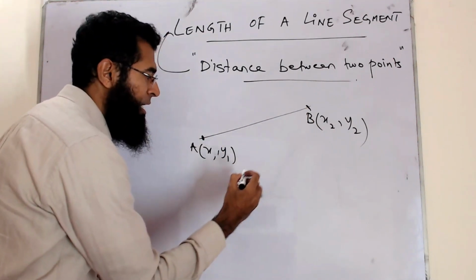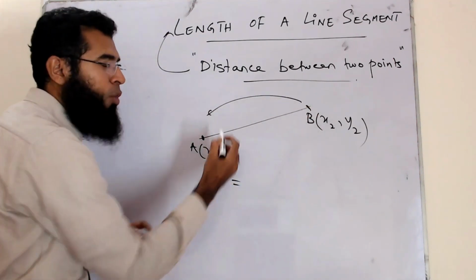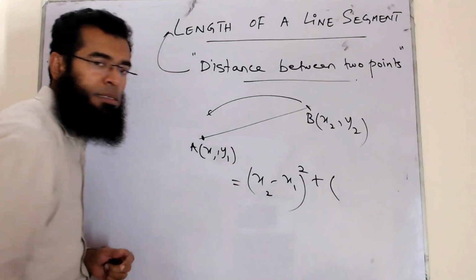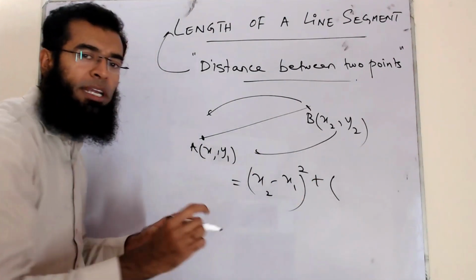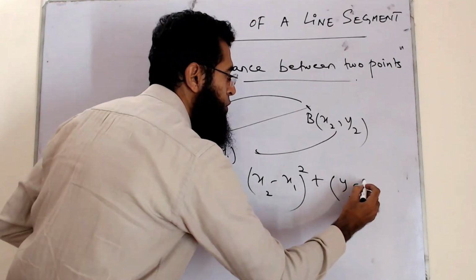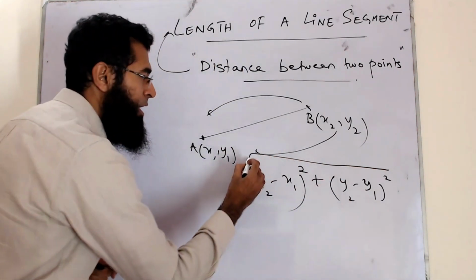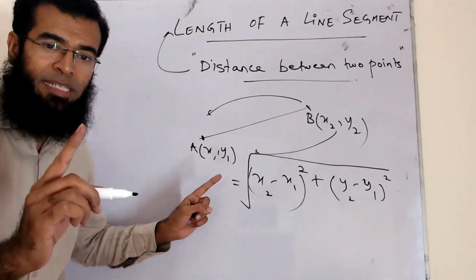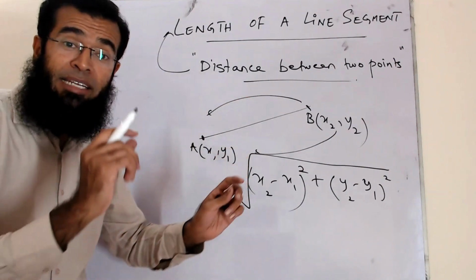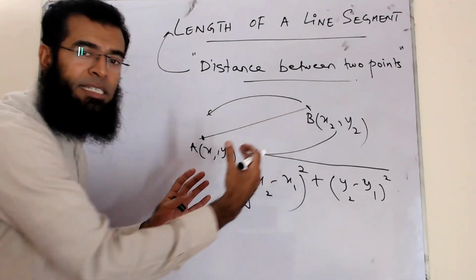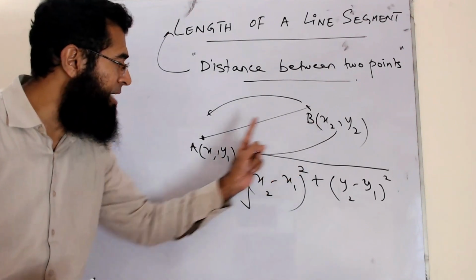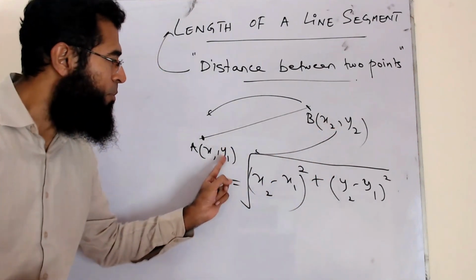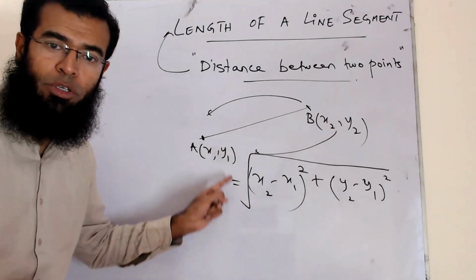So the distance formula is you subtract the x coordinates and whole square it. So x2 minus x1 whole square plus, then you subtract the y coordinates and whole square it. So y2 minus y1 whole square. Don't forget to whole square it. So once again, the formula is x2 minus x1 whole square plus y2 minus y1 whole square, and whole under root, right?